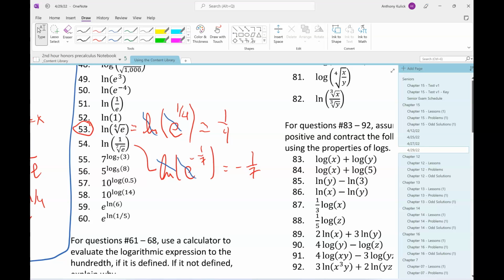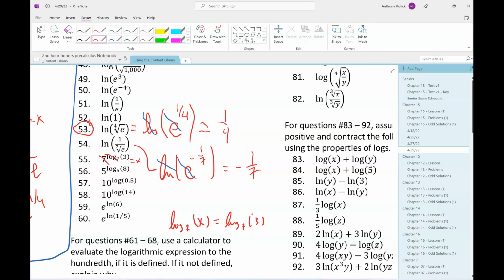Jillian? Can you do 55? So log base 7 and exponent base 7 cancel each other, and you're left with just the 3. If we rewrite that as a logarithmic equation, we'd say this is equal to x. So log base 7 of x has to equal log base 7 of 3. So x is 3, obviously.